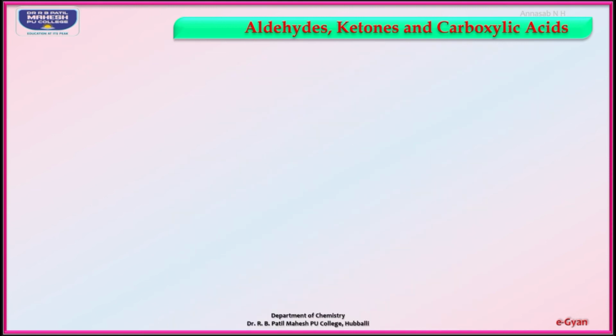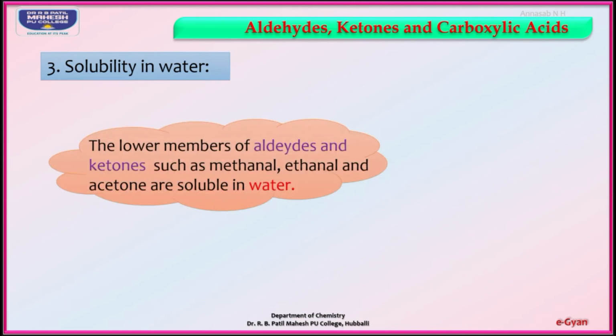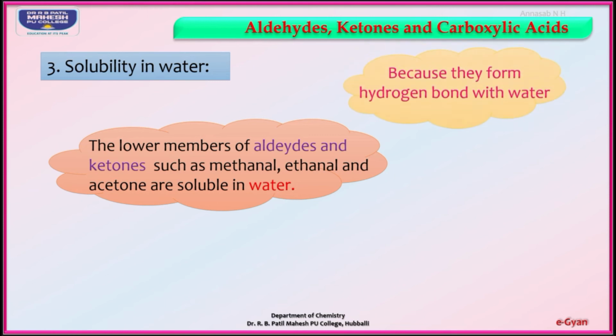Moving to the third physical property, that is solubility in water. The lower members of aldehydes and ketones are soluble in water, and we can use the word miscible if the substance is liquid and dissolves completely in water. The lower members such as methanal, ethanal, acetone can show solubility with water, and this is because of the formation of hydrogen bonding with water.